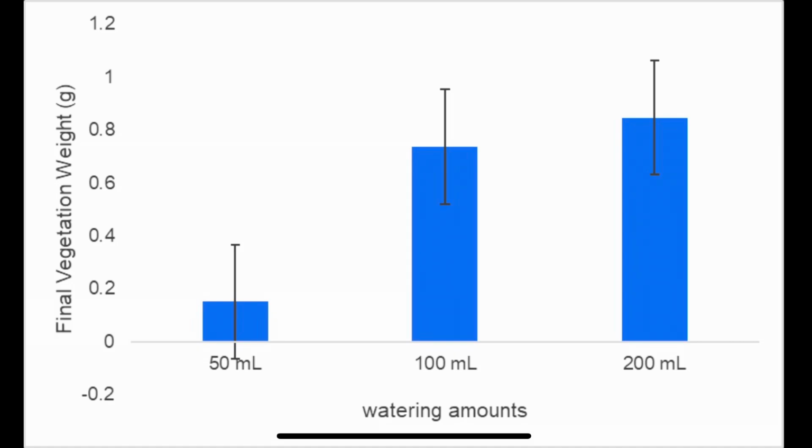As you can see from the graph, the plants who received 50 milliliters of water had a final dry mass of 0.151 grams. The 100 milliliter plants had a mass of 0.737 grams, and the 200 milliliter plants had a mass of 0.847 grams. As you can see, there is a difference between the 50 milliliter plants and both 100 and 200 milliliter plants. However, the difference between the two highest volume plants shows that those with higher volumes of water see a marginal increase in mass.